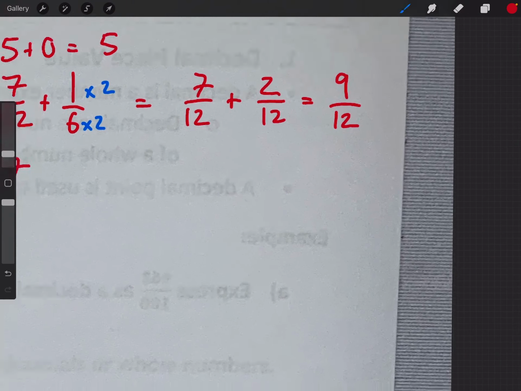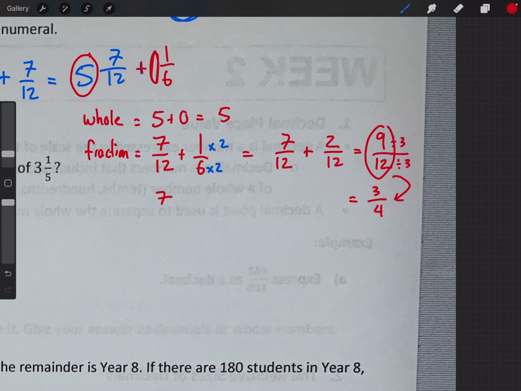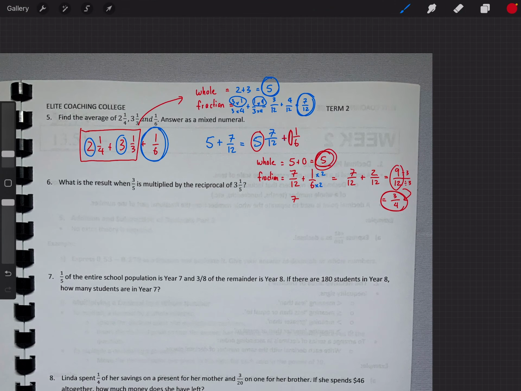Now 9 on 12, we can simplify that, and we can see that this one is divisible by 3, this one is divisible by 3. So 9 divided by 3 is 3, 12 divided by 3 is 4. So 9 on 12 can be simplified to 3 on 4. So the whole number is 5, and the fraction is 3 on 4. So the answer is 5 3/4. That's just the first part. It's quite complicated, right? You add all of this up, and the answer is 5 3/4.